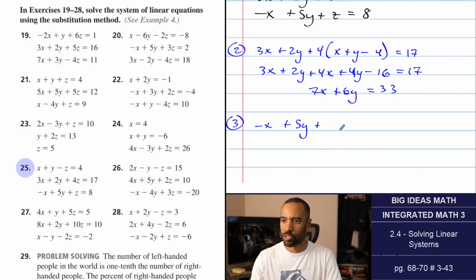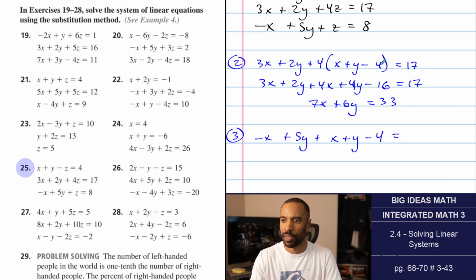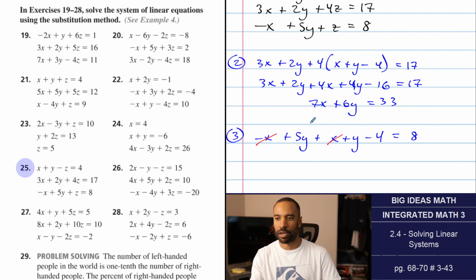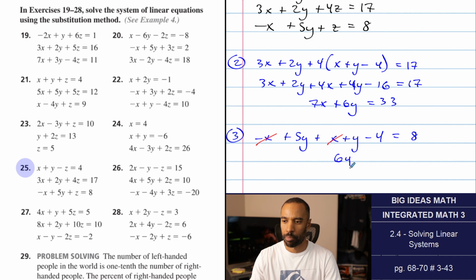Negative x plus 5y plus z. So that's x plus y minus 4. Okay, I think we're addressed now. And that equals 8. So I'm taking the bottom equation here, rewriting it, but instead of z, I'm writing that. Negative x plus x is 0, so those are actually gone, which is nice. I can actually solve for y without using a system here. So still a quicker problem. 6y equals, add 4, 12. You get y equals 2.